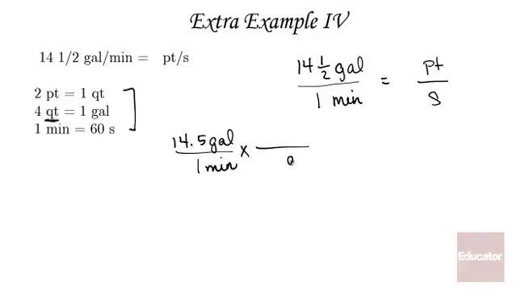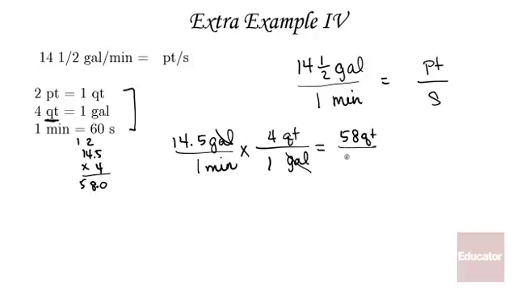So the gallons goes on the bottom, the one that you want to cancel out, and we'll change it into quarts. So the gallons and gallons will cancel, and at this point we're going to have 14.5 times 4, which is 58 quarts in a minute.